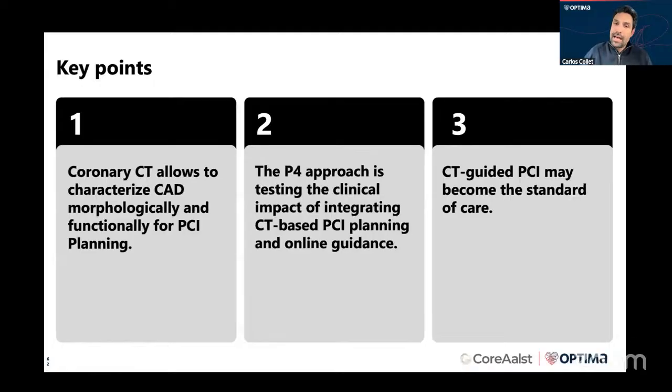The second point is that we're testing all this in P4, where we're integrating CT for two things. It's important to dissect what we're getting from the CT. The first one is the planning part. So going in the lab, knowing exactly what you're going to find with a clear map of where the calcium is, where the problems can be, what is the characteristic of the bifurcation actually before you do the first injection. And that changes the way you approach the case.